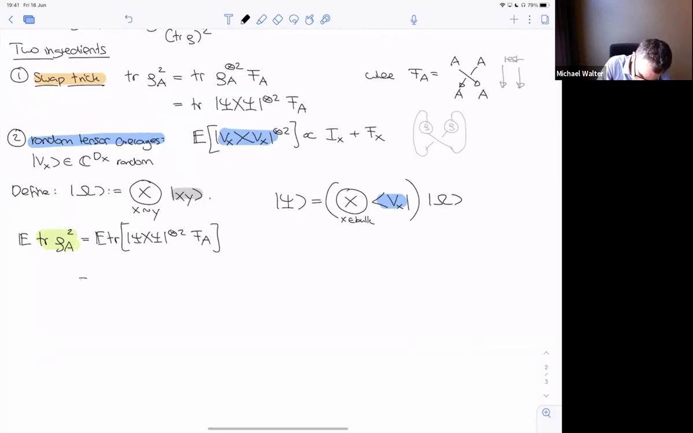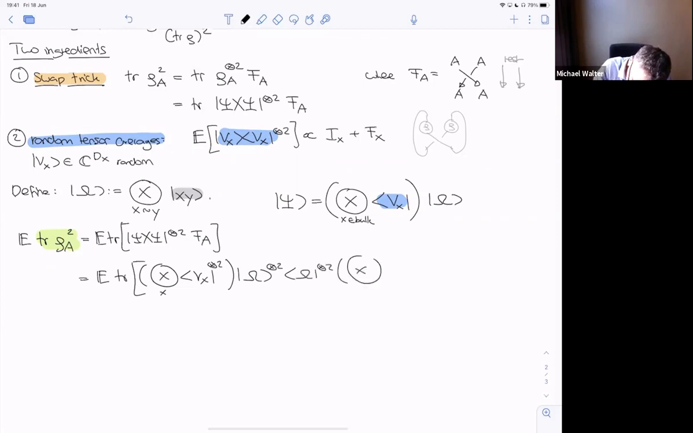So now I'm just going to plug in these formulas. I have two copies of this state here. Maybe I'll just write this expectation value as a trace, tensor product Vx. Now we have two copies of each: two copies here, two copies there, two copies here, two copies of the last one. So these are the two copies of my quantum state, and I still have the swap operator floating around here.